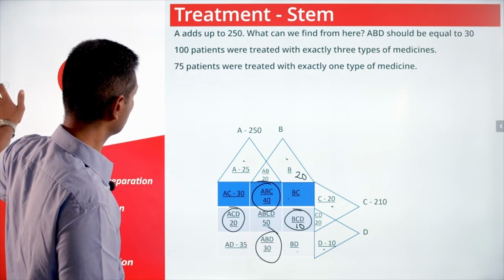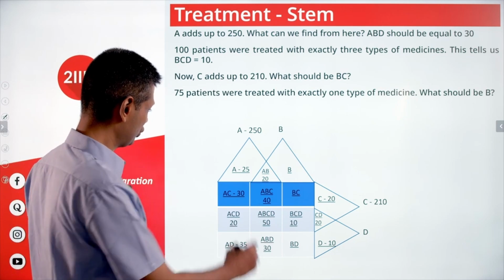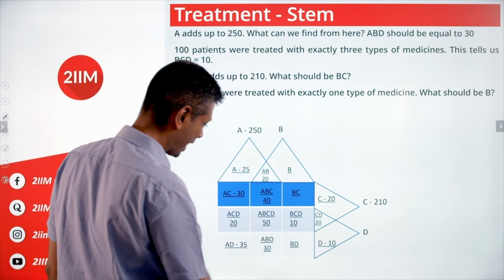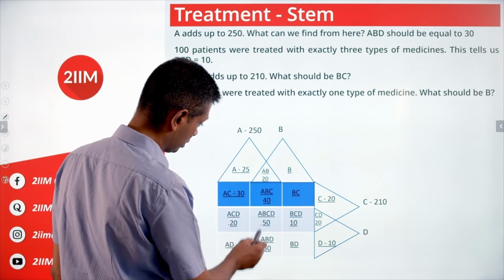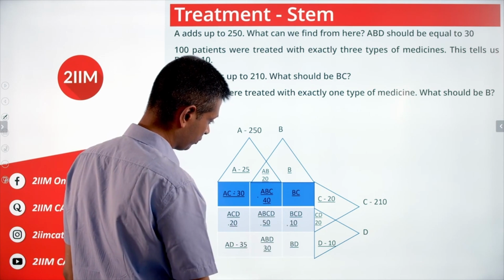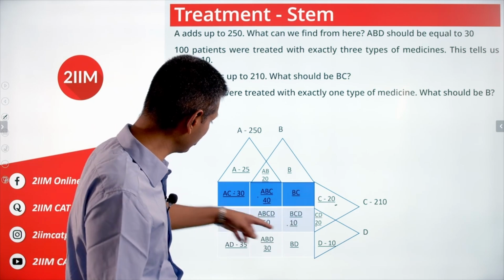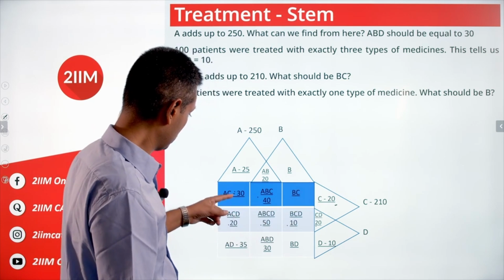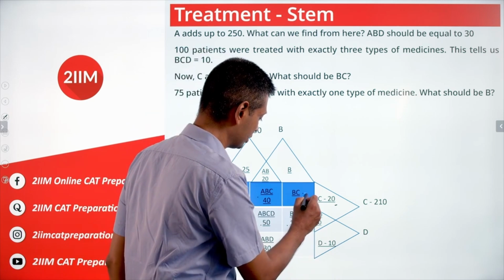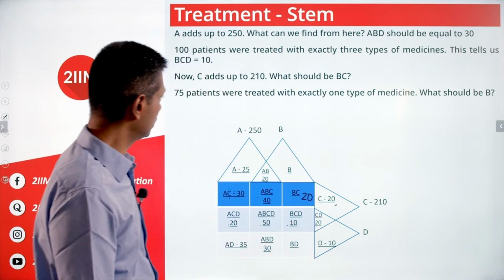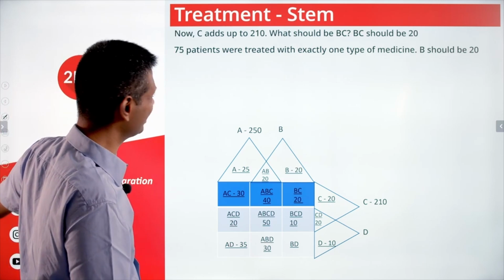And let's see if we can get both of them. And C adds up to 210. C is this chunk. That should add up to 210. 30 plus 20, 50, 100, 140, 150, 170, 190. So all these add up to 190. So this should be 20. Lovely. So we've got everything here.